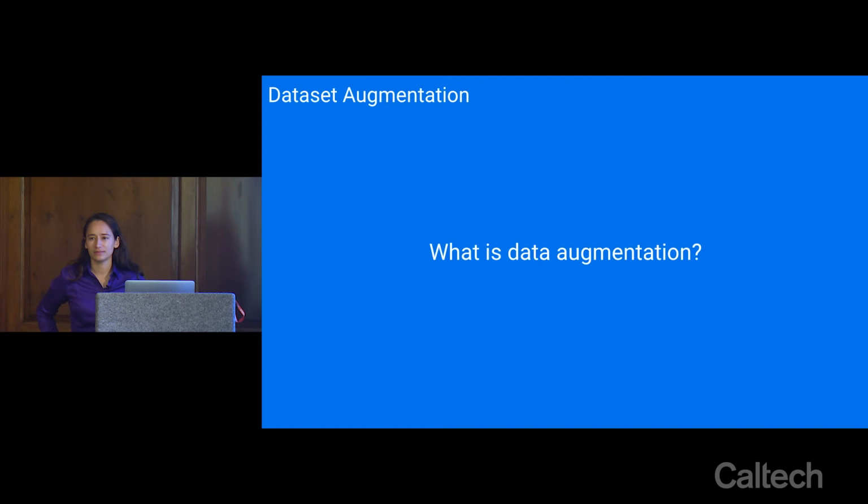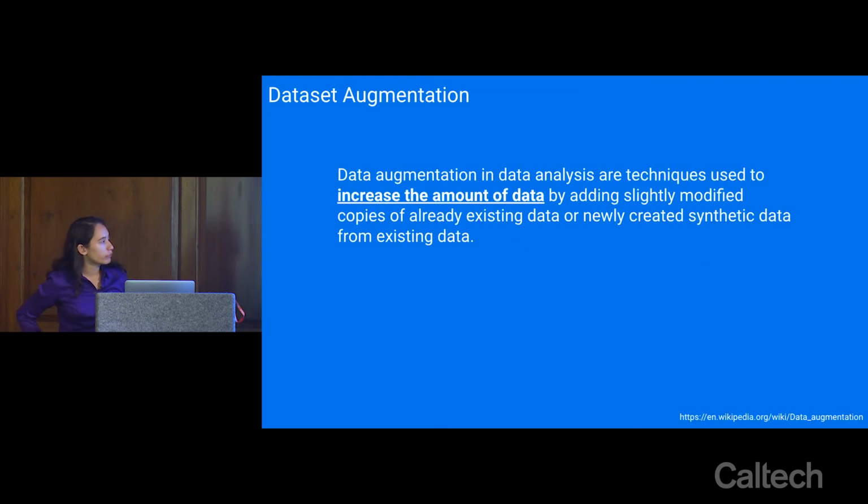When you increase the amount of data that you have from your existing data. Okay, did everybody hear that? When you increase the amount of data that you have by adding data. That's actually a pretty good stab at it. Data augmentation is a technique used to increase the amount of data by adding slightly modified copies of already existing data, or newly created synthetic data from existing data. I pulled this from Wikipedia, and I really like this definition. I think it's pretty good.